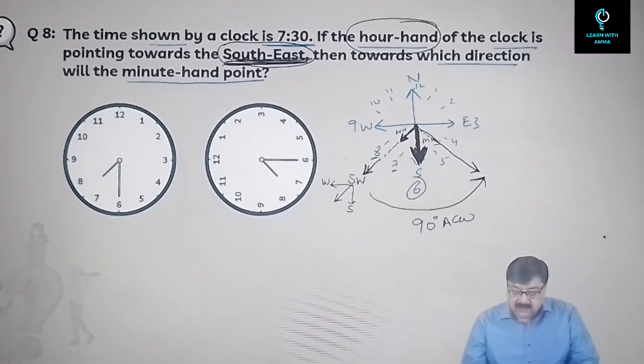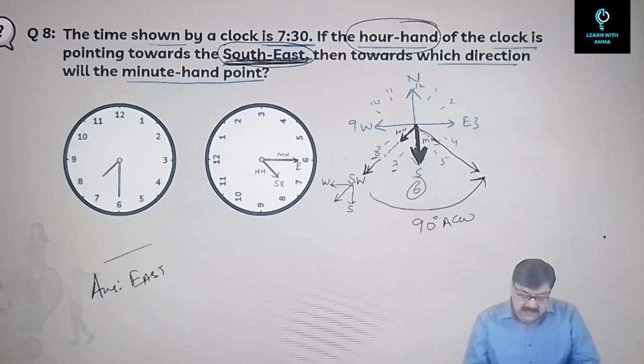Now we rotate. So this is where the position of the hour hand is such that now it points towards the southeast. Now towards which direction is the minute hand pointing? The minute hand is pointing towards the east direction, as we can see. So our answer here shall be east direction.